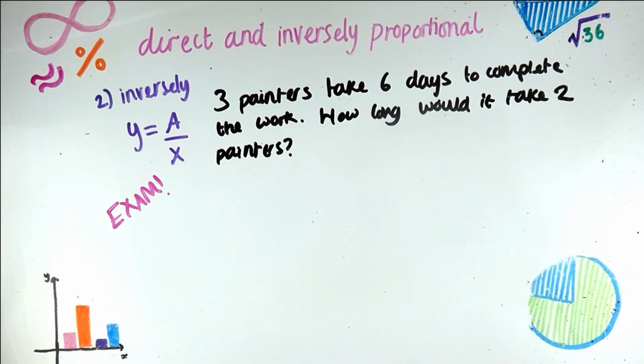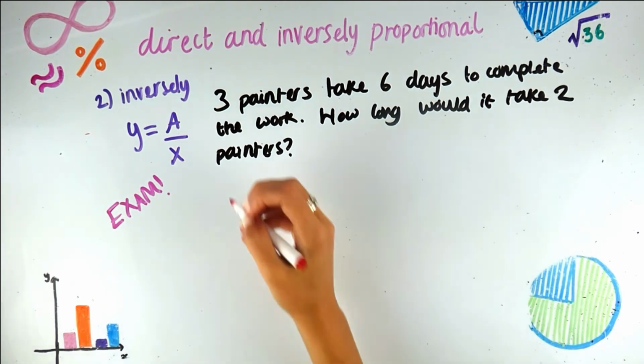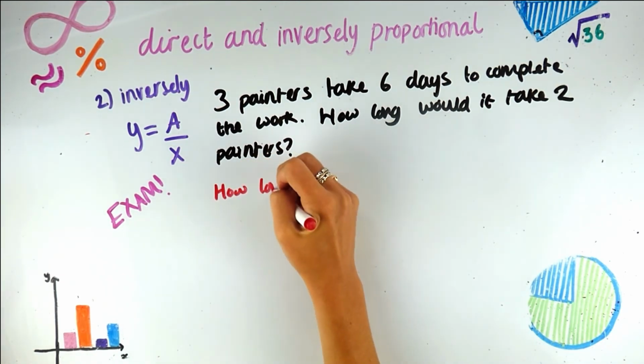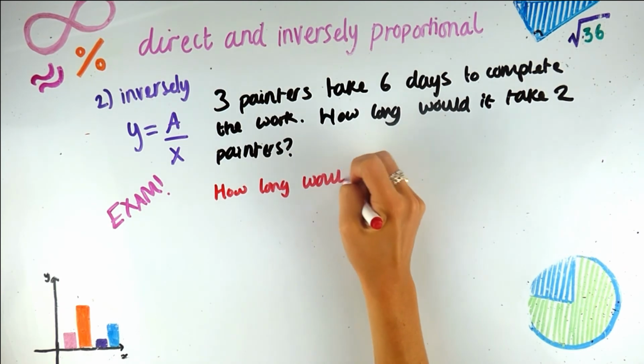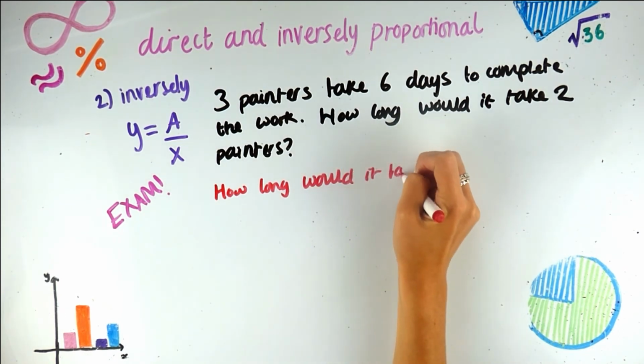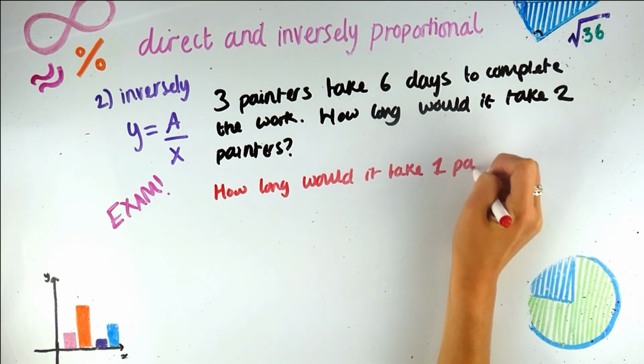Okay, so it takes 3 painters 6 days to complete the work. How long would it take 2 painters? Some questions are kind of annoying, so they don't really break the steps down for you. So forget how long it would take 2 painters. The question you ask yourself first is how long would it take 1 painter? So how do we work that out?